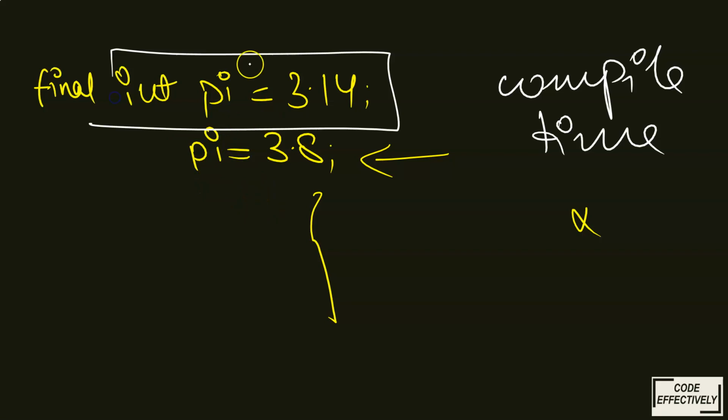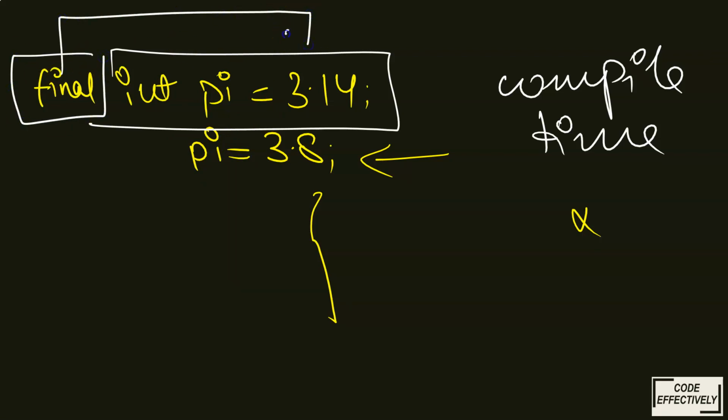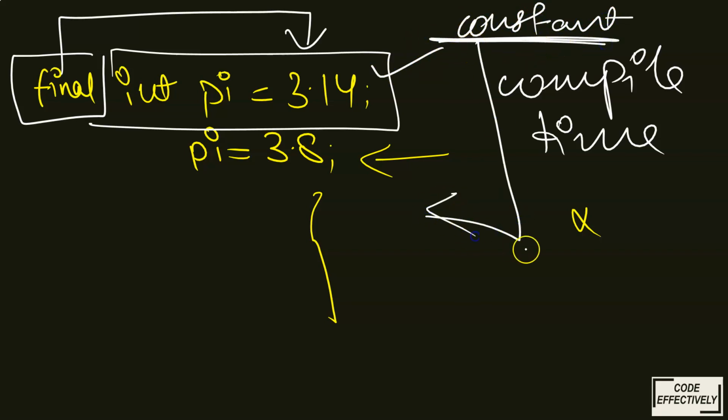So what is the use of the final keyword? It declares the variable as a constant. Constant means its value can never change. Its value can never be changed in any line of code in the program. It cannot change, because it is declared final. This is the use of final.